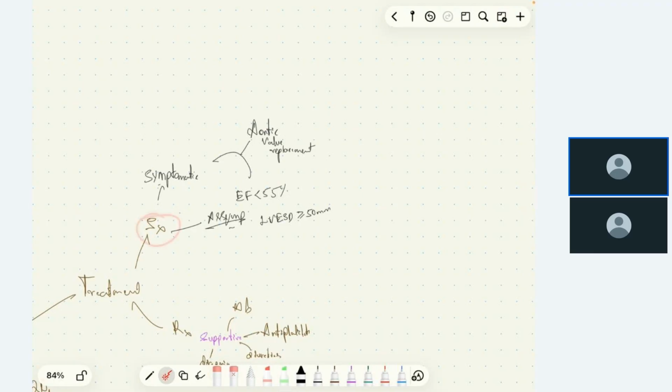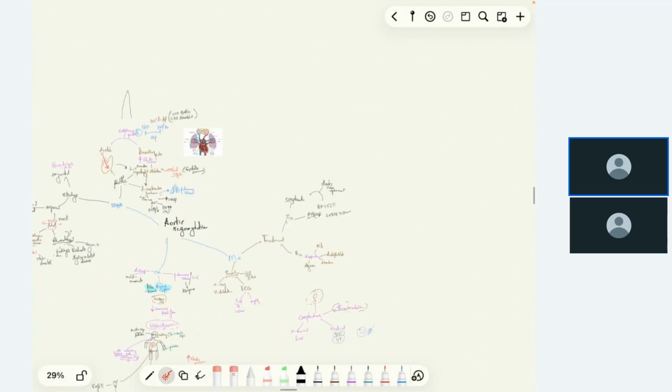In asymptomatic patients, we have the 55 and 50 rule. That is, if the ejection fraction is less than 55% and the left ventricular end systolic dimension is more than or equal to 50 mm, we treat in case of asymptomatic patients. Or if the patient is symptomatic, we will go on with treatment. The treatment is aortic valve replacement, followed by adequate drugs. This is all about aortic regurgitation.